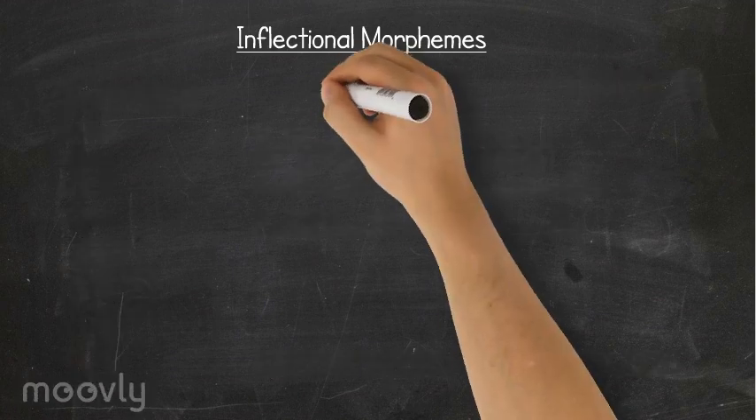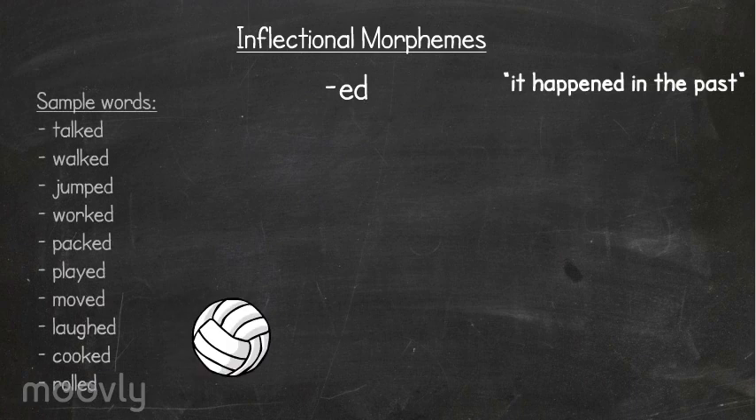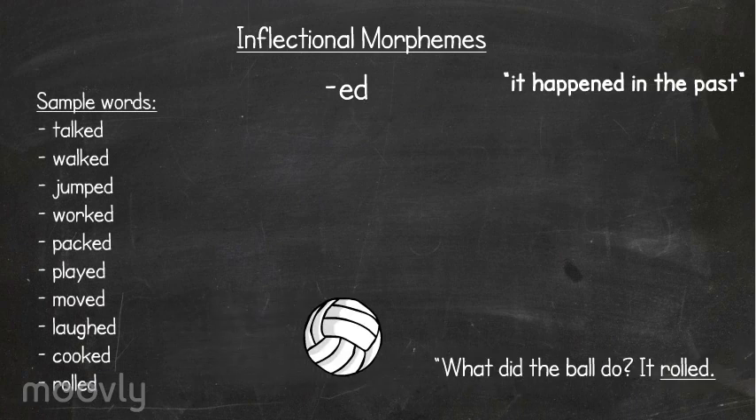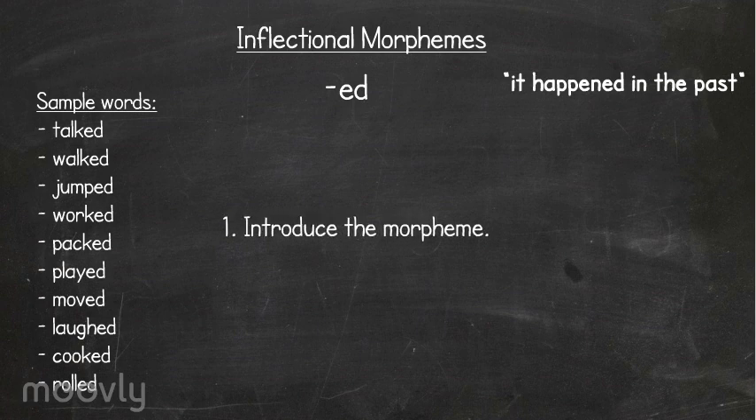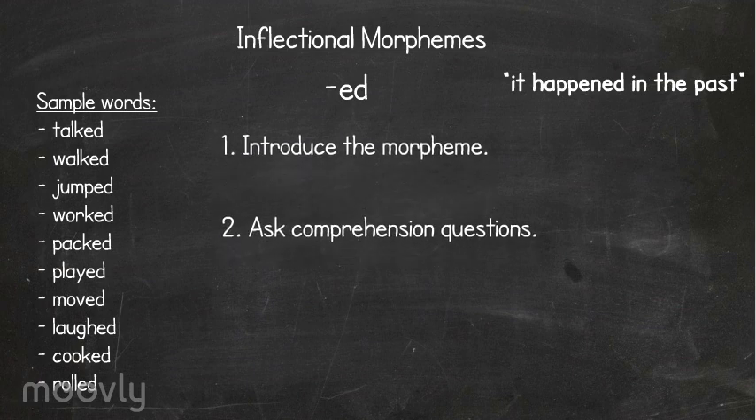Next, introduce the morpheme ed, which means that it happened in the past. Here are some sample words. Remember that picture supports are encouraged for younger students. Introduce the morpheme ed and explain what it means. Then move through the words and explain what they mean with the morpheme added to them. Ask students, what does it mean when we add ed at the end of jump?